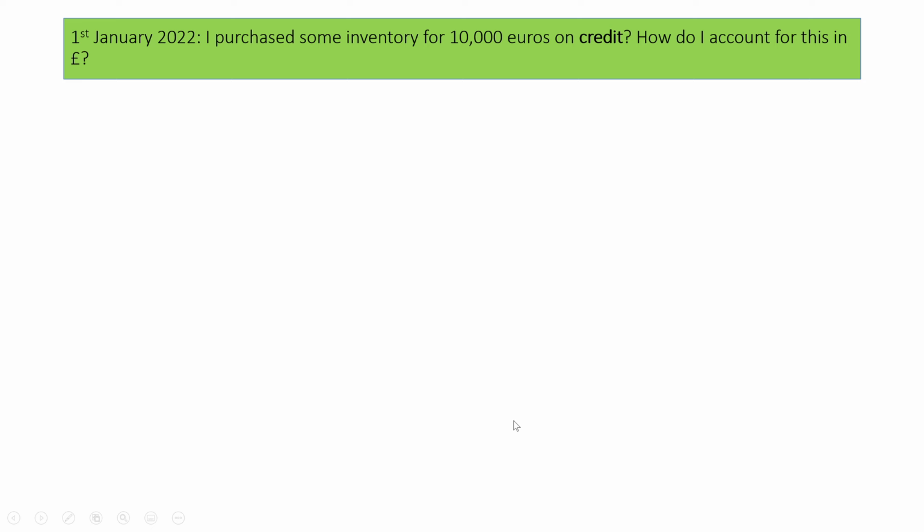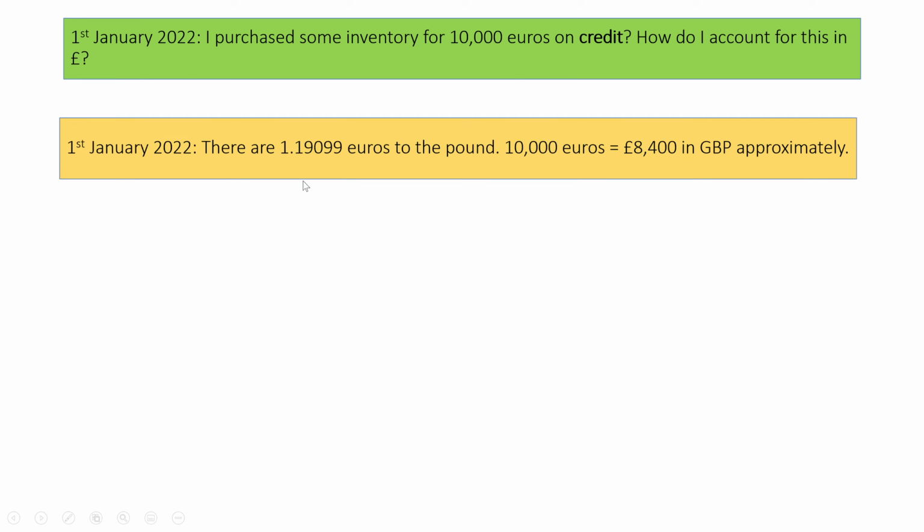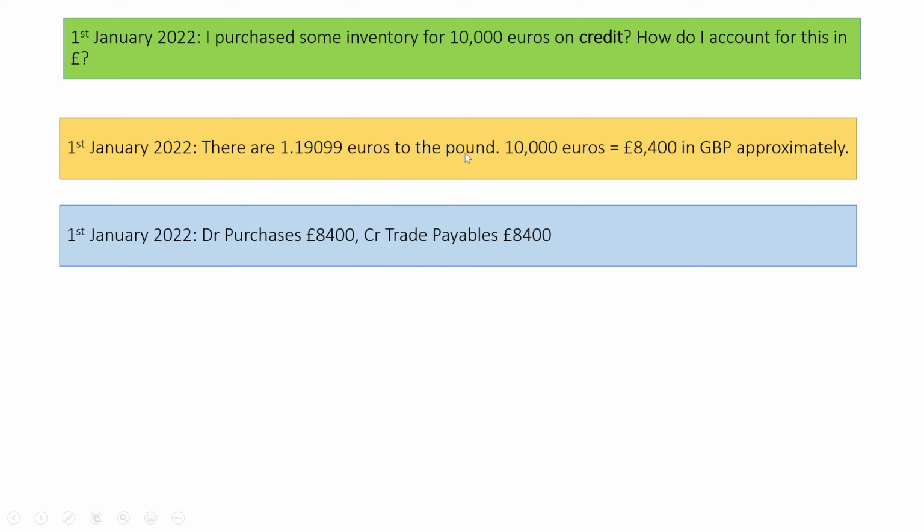Now, let's look at an FX transaction. So on the 1st of January 22, I feel quite happy, so I purchased some inventory for 10,000 euros on credit. I want to know how to account for this. Well, we have to know the exchange rate at that given date. So at that date, the rate was 1.19 euros to the pound. So 10,000 euros gives us 8,400 pounds. So how do we account for this? Well, we're making a purchase of inventory, so we debit purchases, and because it's on credit, we haven't paid any cash, we credit trade payables, 8,400.